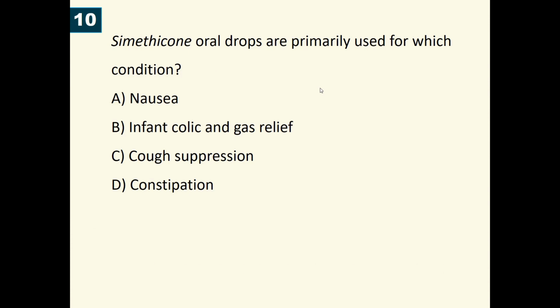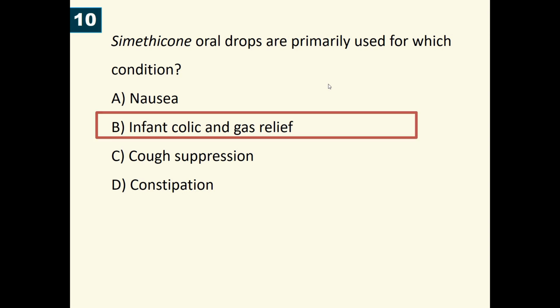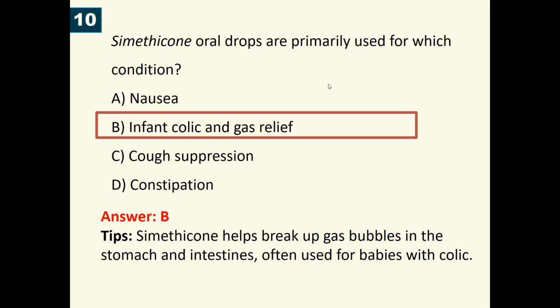Simethicone oral drops are primarily used for which condition? A. Nausea. B. Infant colic or gas relief. C. Cough suppression. And D. Constipation. Correct answer is infant colic and gas relief. Simethicone helps break up gas bubbles in the stomach and intestine, and it is often used for babies with colic, or can also be used for other gas related conditions in other age groups.